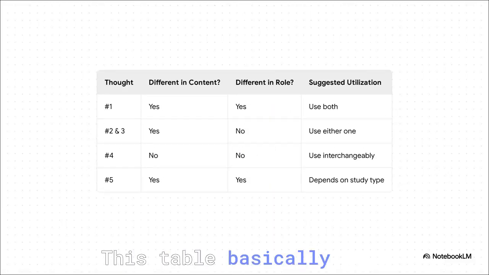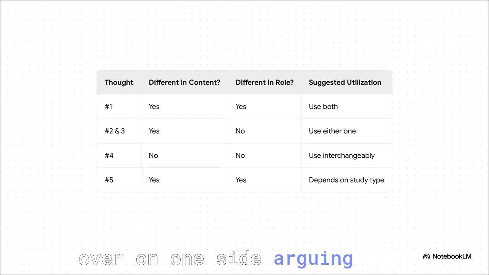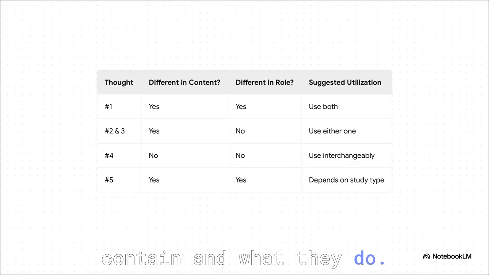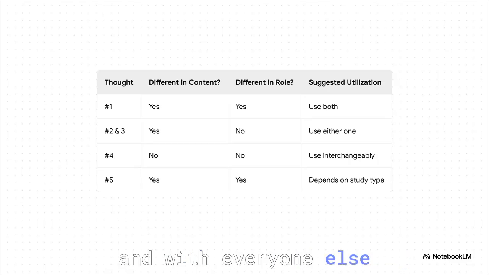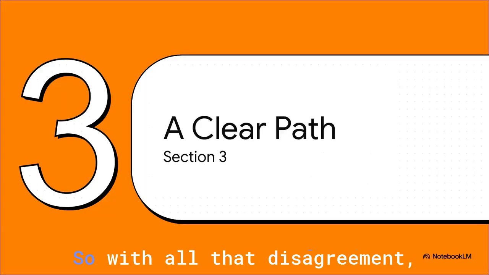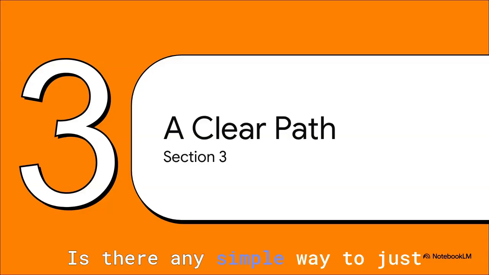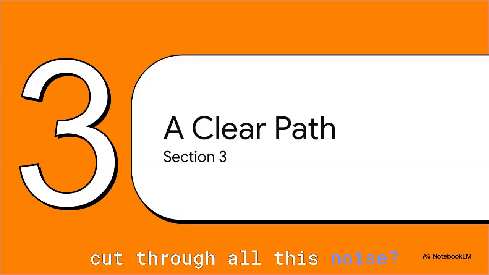And this table basically lays out the whole argument. You've got some scholars way over on one side arguing that the frameworks are totally different, both in what they contain and what they do. And then you've got people on the complete opposite end saying, nope, no difference at all. The terms are interchangeable. And with everyone else somewhere in the middle, well, it's no wonder we're all so confused. So with all that disagreement, how are we supposed to find a practical, clear path forward for our own research? Is there any simple way to just cut through all this noise?